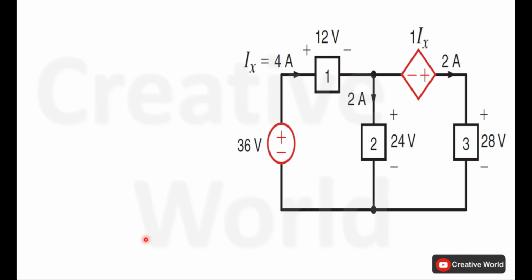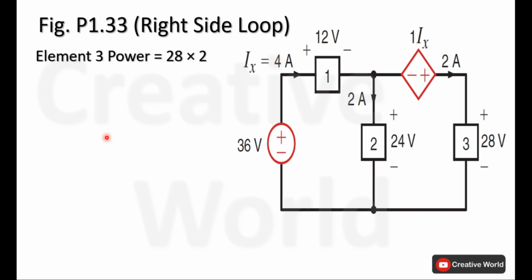Now move towards the right side of the circuit. In this side we already know this power, we just need to calculate this and this element power. First calculate the element 3 power. Here voltage across element 3 is 28 volt and current through it is 2 ampere. This current is entering from the positive side and leaving from the negative side. So this current will be taken with positive sign. So the power of element 3 will be 56 watt and this power is being absorbed by element 3 because of positive sign along with power.